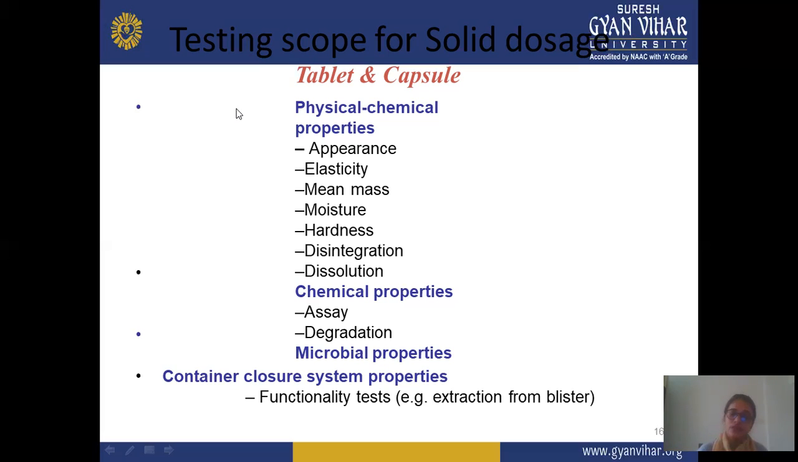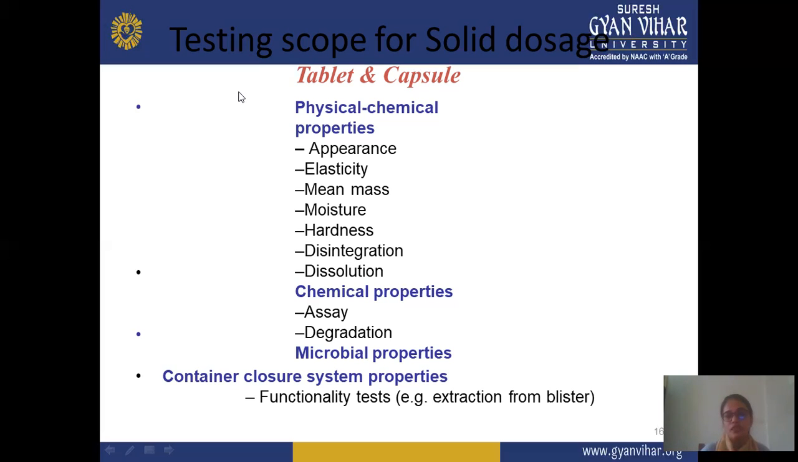Next is moisture content. In tablet and capsule, a certain amount of moisture is present, and you assure that this moisture does not change. And this moisture should be in the required amount. If more moisture is present, there is a chance that it degrades your formulation. Next is hardness. If the tablet has good hardness, then it has good wear and tear property, and it does not degrade or break during storage condition or during transportation.